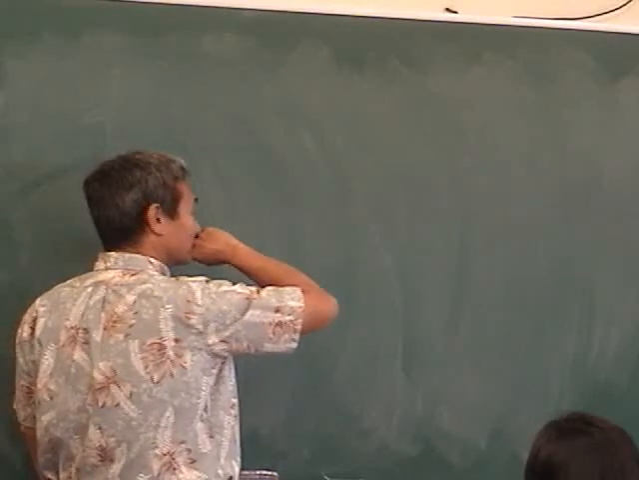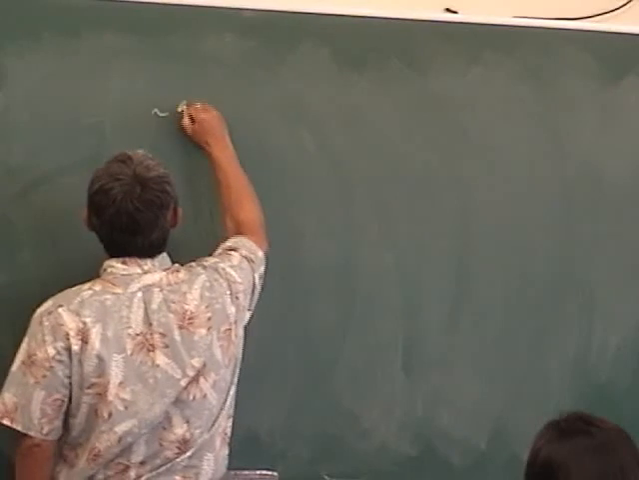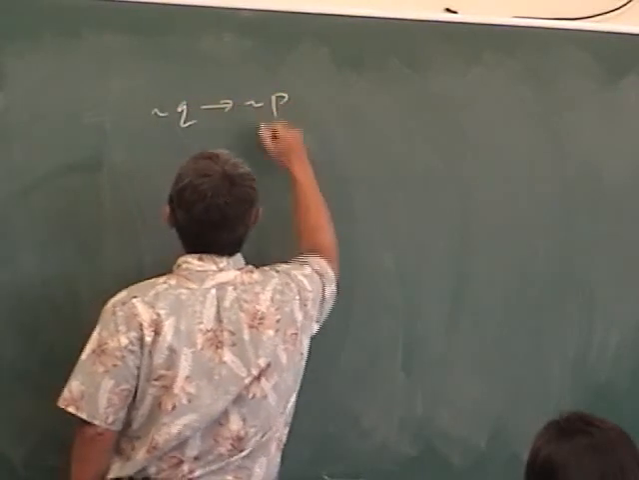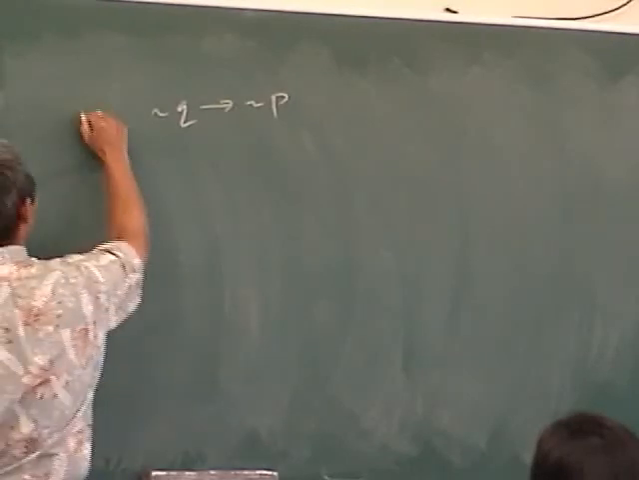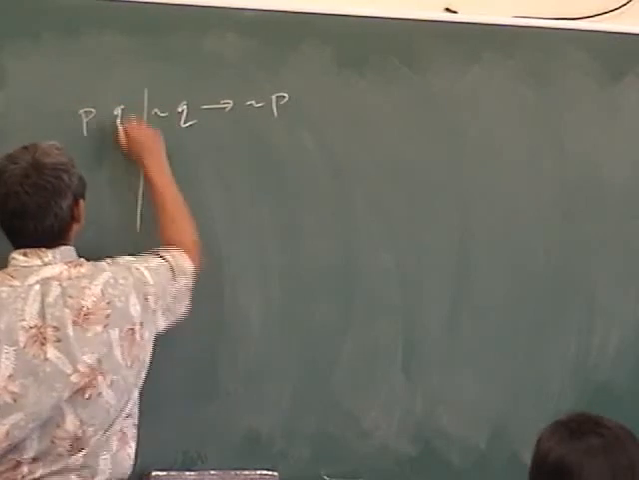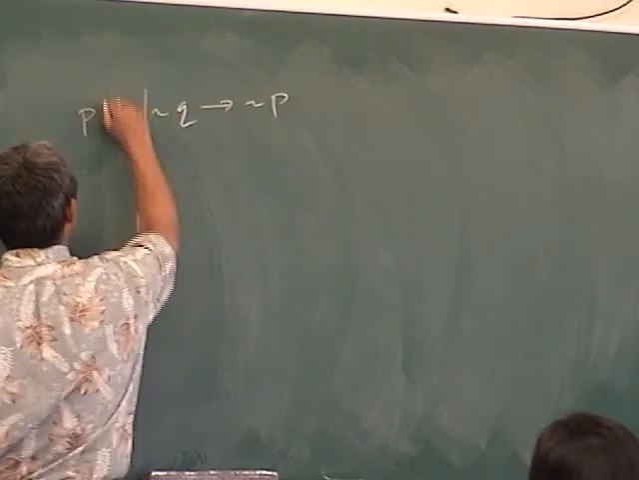Okay, I will do this. Construct the truth table for not Q implies not P. Usually I have you guys just discover it on your own, but I'll do one for you. How do you make truth tables? Well, like I told you yesterday, if you need to put the training wheels on the side, put the training wheels on the side. Okay, here's the training wheels.